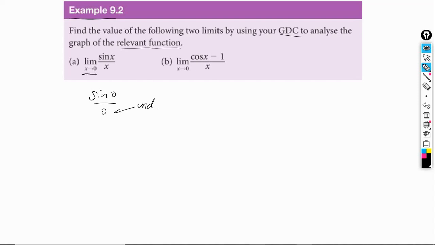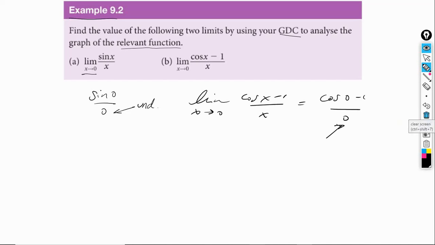In this case, we get the same thing because the limit as x approaches 0 of cosine of x minus 1 over x is the same as plugging in cosine of 0, plugging in 0 minus 1 over 0. And this is also going to be undefined because we cannot divide by 0. So there's no way we can know what these limits equal simply by plugging in the number 0. So what we do is look at the graphs. So that's what we're going to do next.